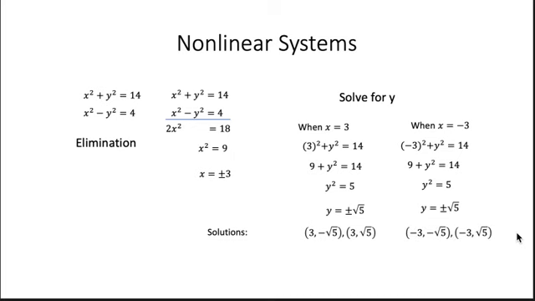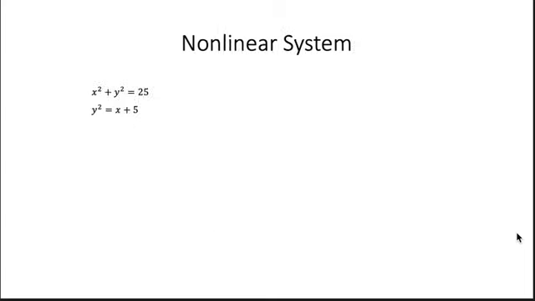Okay, I would like to go through one last example with you. Now, in this one, which method do you think is best? I think substitution is best also. So what I'm going to do is in the first equation, I'm going to substitute x plus 5 for y squared.